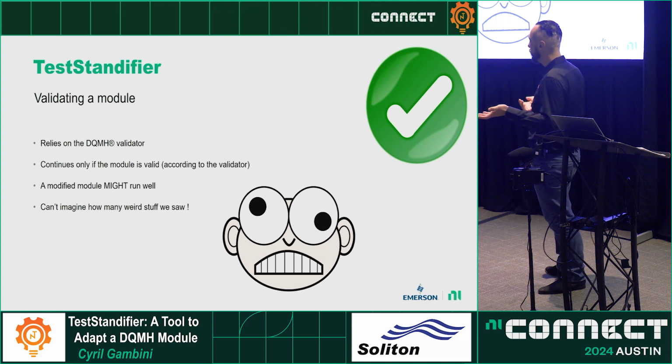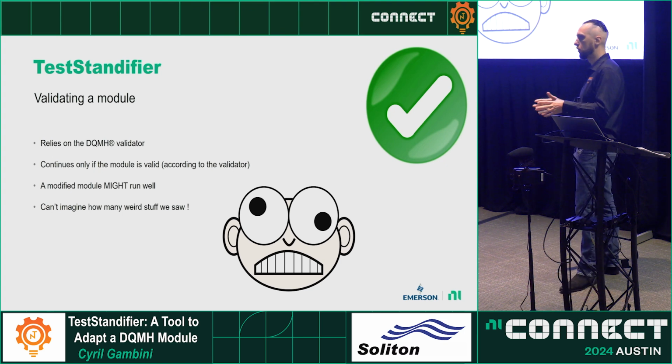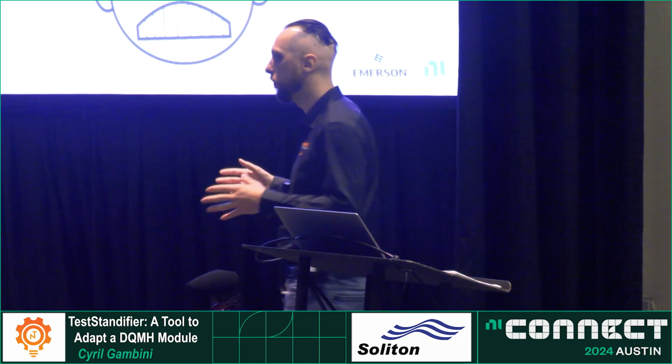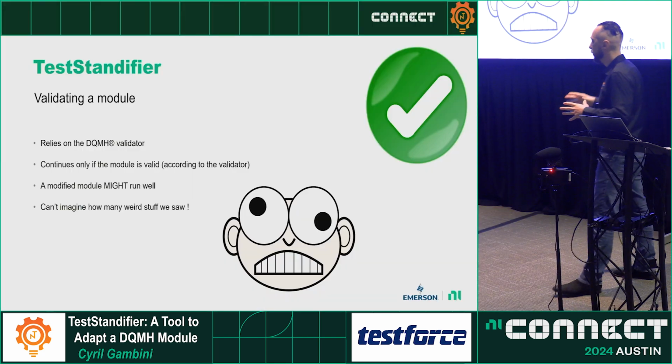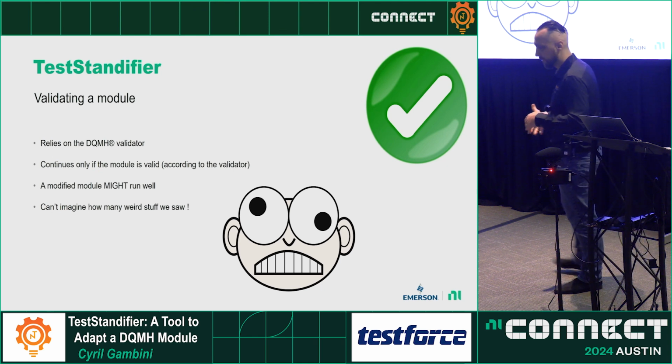A modified module might run well on your system, on your computer, but it may break all the modifications that we are doing afterwards, because it's all done with VI scripting, and so we should be able to find all the different markers that you will find in your DQMH modules. And you can't imagine how many weird things we saw.